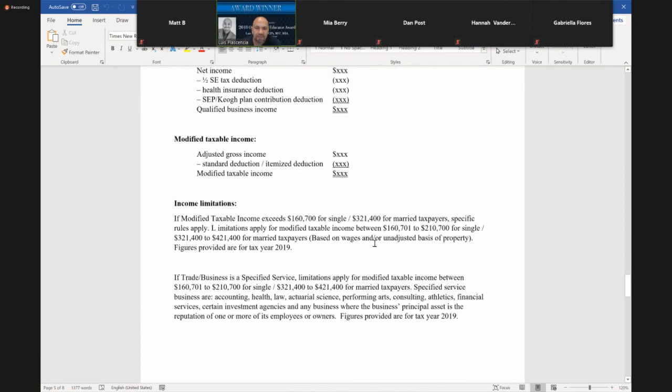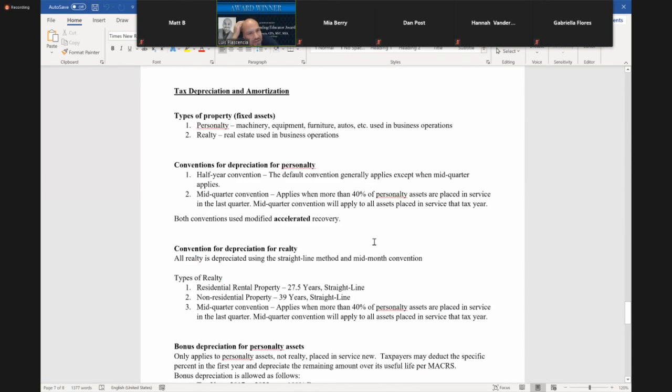Let's talk about depreciation. Again, quick overview on depreciation. Personal property, that's machinery, equipment, furniture, autos used in business operations, not to be confused with personal use assets. This is just personal property. Non-current operating assets. Real property, non-current operating assets that are real estate. That also includes land. So we talked about the different conventions. The default convention for personal property is half-year convention, except when more than 40% of your personal property assets are placed in service in the last quarter. Then mid-quarter convention applies. Both conventions use the modified accelerated cost recovery system.